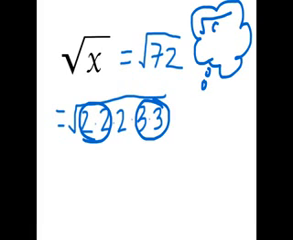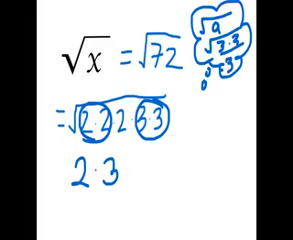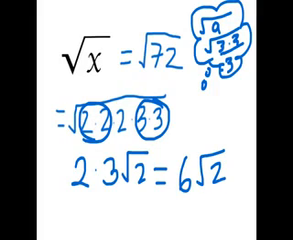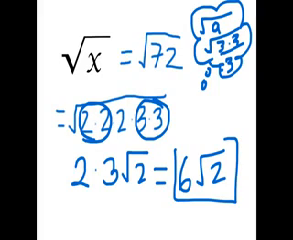Remember, the square root of 9 was 3 because there were 2 3s in there, one pair. That means that my 2 and my 3 are both leaving the square root, leaving that poor 2 inside. That leaves us with 6 square root 2. That would be our simplified form of the square root of 72.